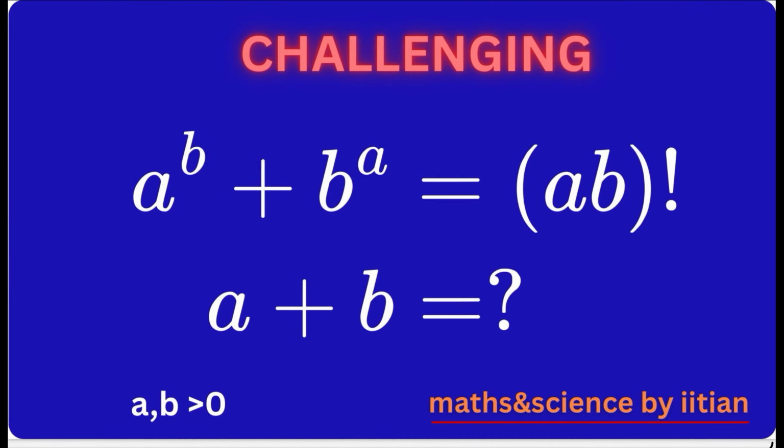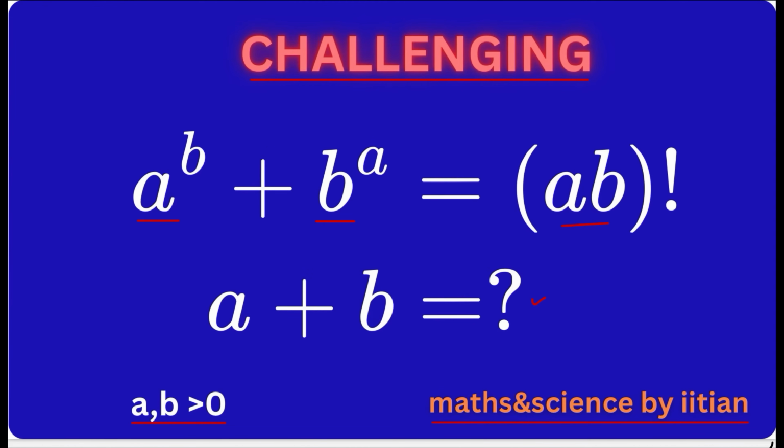In this lecture, I will be taking up a very challenging question involving exponentials and factorials, where a to the power of b plus b to the power of a is equal to a into b factorial. And we have to find out a plus b is equal to how much if a and b are greater than 0. They are positive real numbers.